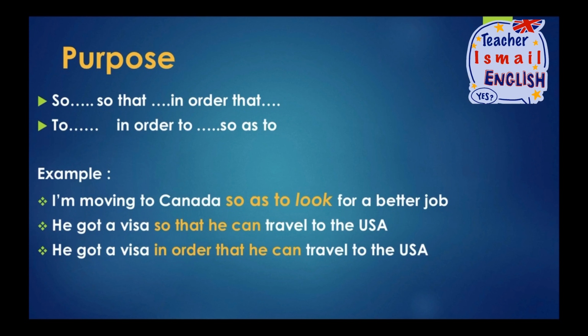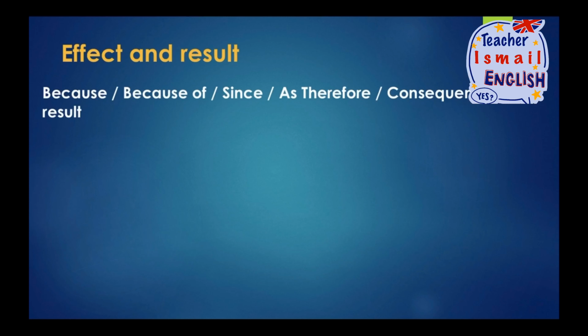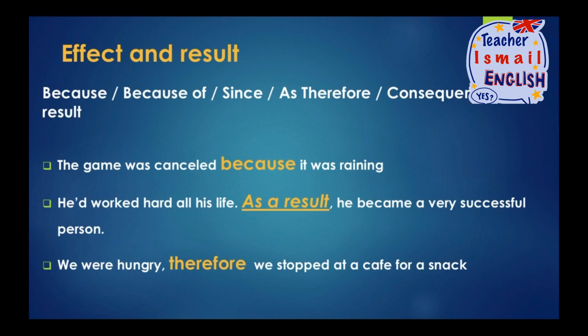Okay, so we just covered purpose, and now we have effects and results. We are talking about result and effect. We have different linking words again: because of, since, as, therefore, consequently, and as a result. There are a lot of linking words, and I just tried to put the most important ones.